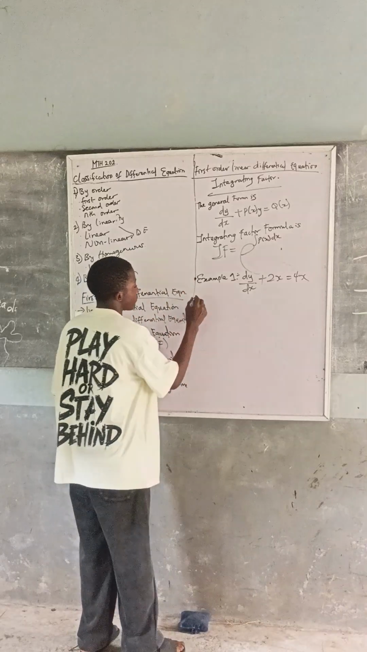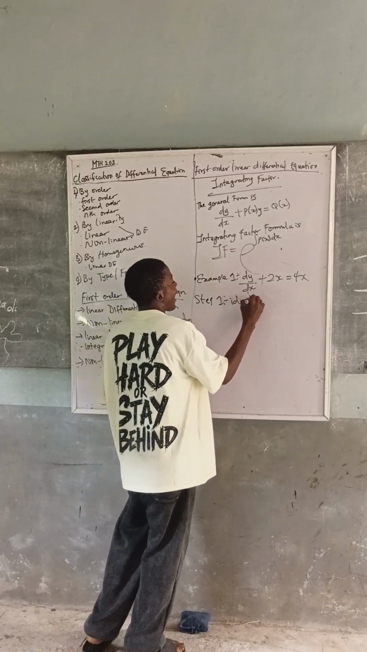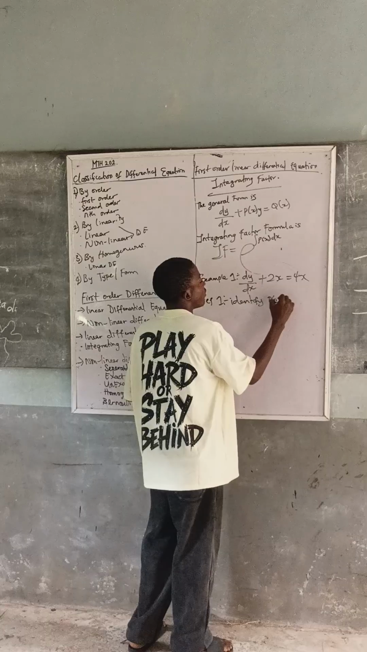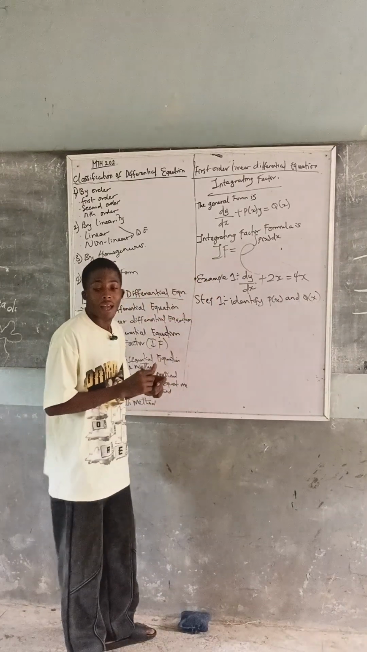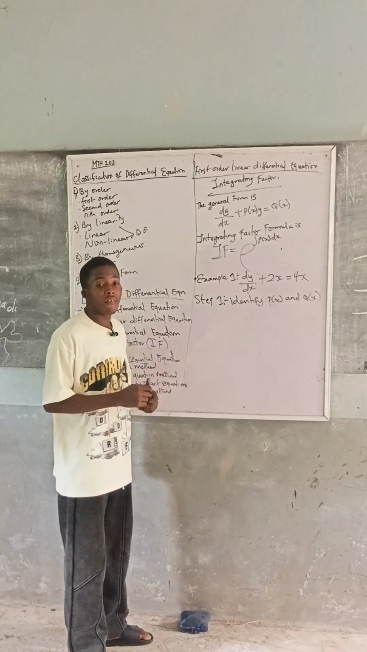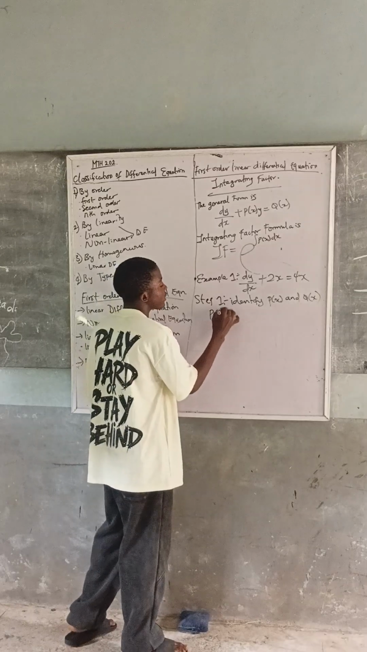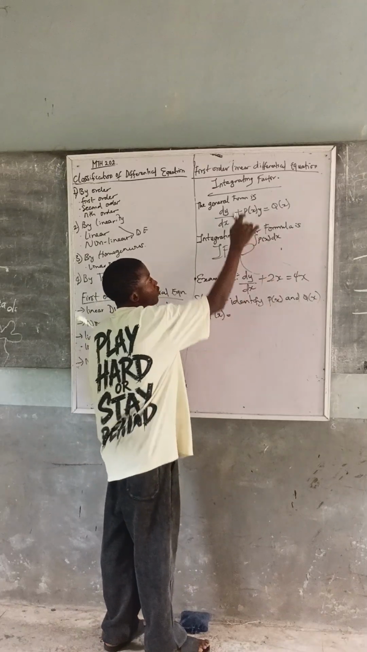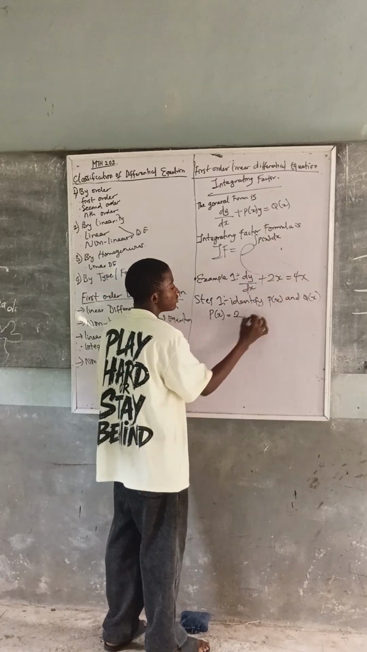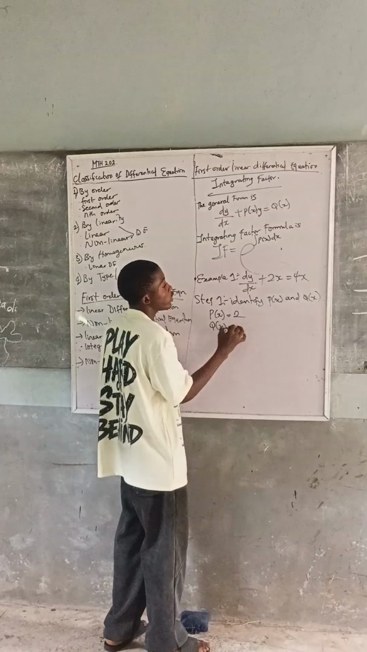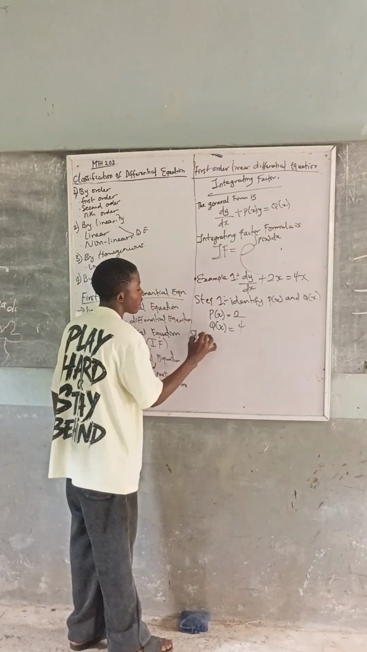Because if I'm to just solve it like that, then we'll be dropping step by step. Step one, identify P of x and Q of x. Now our P of x equals what? If you match them together, you see that there is of the form. Now our P of x equals 2, our Q of x equals 4. Do we get it?